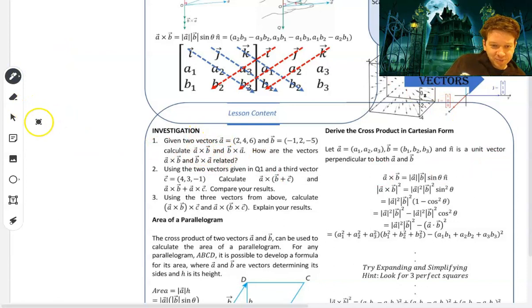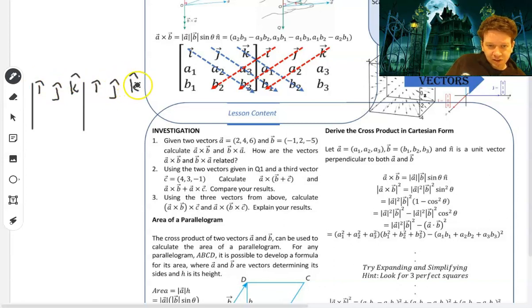So I'll do A cross B. So first, I'll just set up this ijk, and I'll repeat ijk. And for A, that's 2, 4, 6. So I'll write 2, 4, 6 and repeat 2, 4, 6. And for B, -1, 2, and -5. And repeat -1, 2, -5.